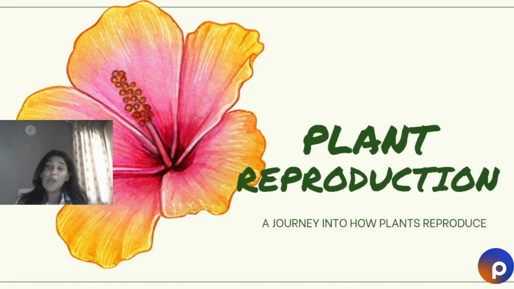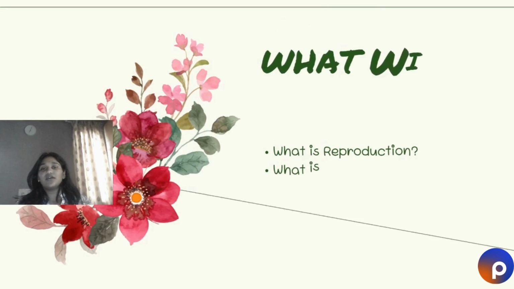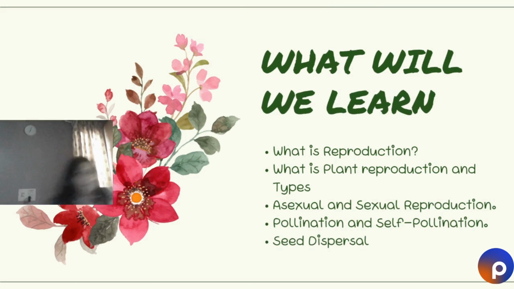Hello there all. Welcome to a beautiful chapter called Plant Reproduction, a journey into how plants reproduce. So what will we learn today in this chapter? We will learn what is reproduction, what is plant reproduction and its types, what is asexual and sexual reproduction, what is pollination and self-pollination, and what is seed dispersal.